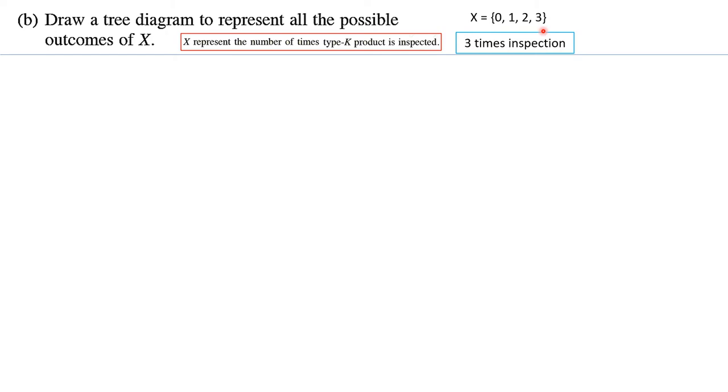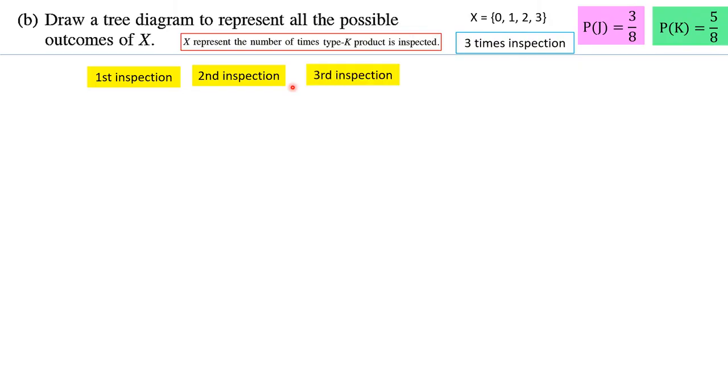As we have discussed before, the probability to get J is 3 over 8, and the probability to get K is 5 over 8. Before we draw the diagram, we list down the times of inspection. We have 3 times of inspection: first inspection, second inspection, and third inspection.